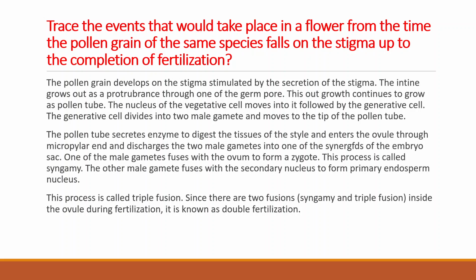See, when they ask what is syngamy, you can say the male gamete combines with the ovum to form a zygote. And this is a very important question for 1 mark, even for NEET. So the process is called triple fusion also, since there are two fusions, syngamy and triple fusion, inside the ovule during fertilization. Because of two fertilizations, it is called double fertilization. This is very important. So please learn the concept of syngamy, triple fusion and double fertilization and primary endosperm nucleus.